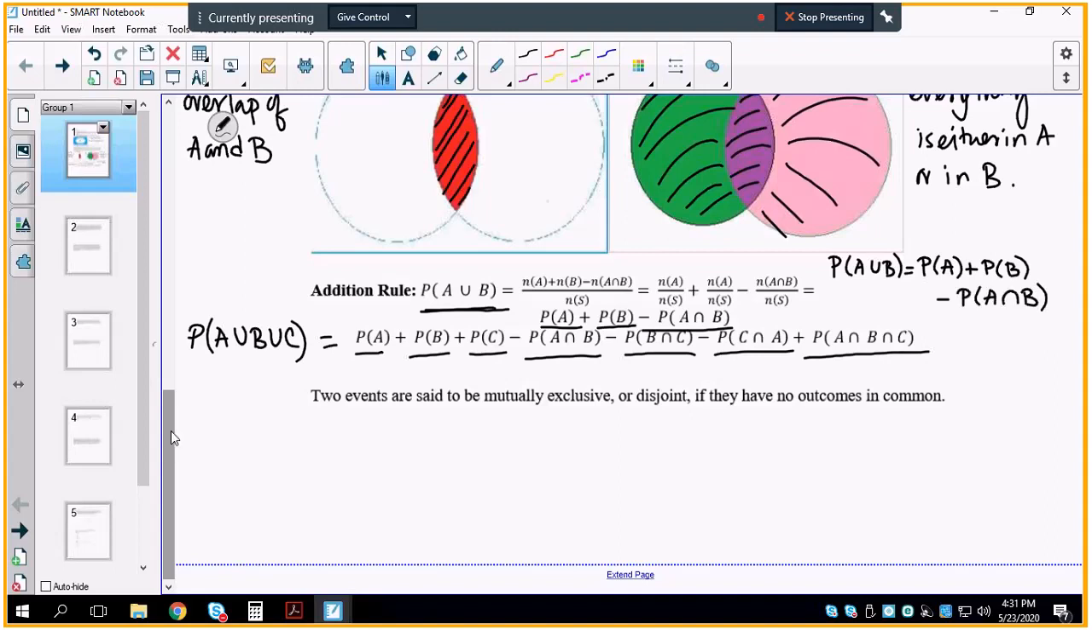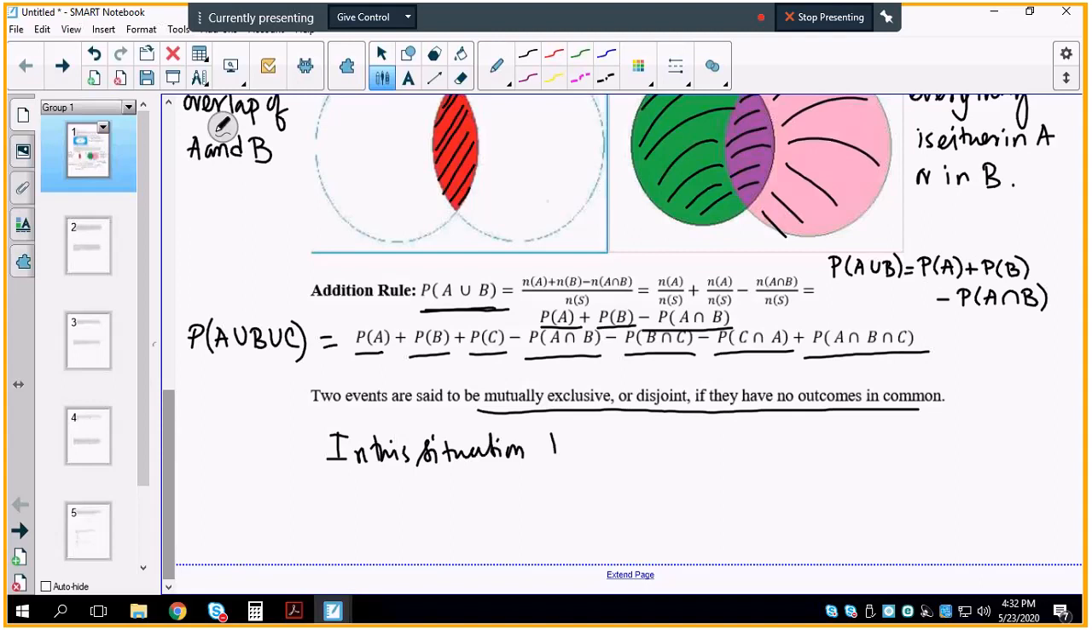Two events are called mutually exclusive or disjoint if they have no outcomes in common. We'll remember these two terms: mutually exclusive or disjoint, if there is no overlap between them. In this situation, the addition rule is a little different. Actually, I should not say the addition rule is different.